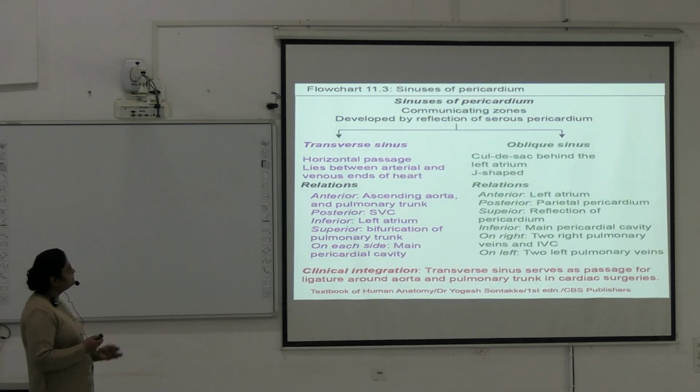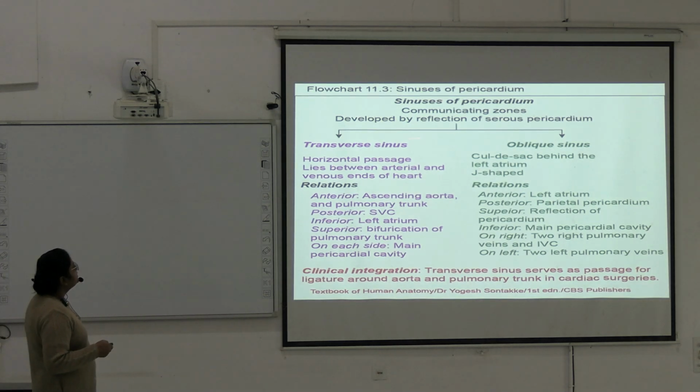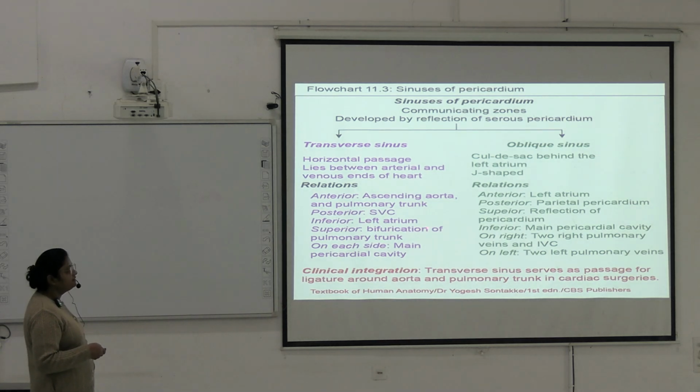So this is a summarization of the sinuses of the pericardium. These are communicating zones developed by reflection of serous pericardium. 2 sinuses are there, transverse sinus and oblique sinus. Transverse sinus is a horizontal passage, lying between the arterial and venous end of the heart. Relations: anteriorly lie the ascending aorta and pulmonary trunk, posteriorly the superior vena cava, inferiorly the left atrium, superiorly the bifurcation of the pulmonary trunk. On each side, the main pericardial cavity is lying.